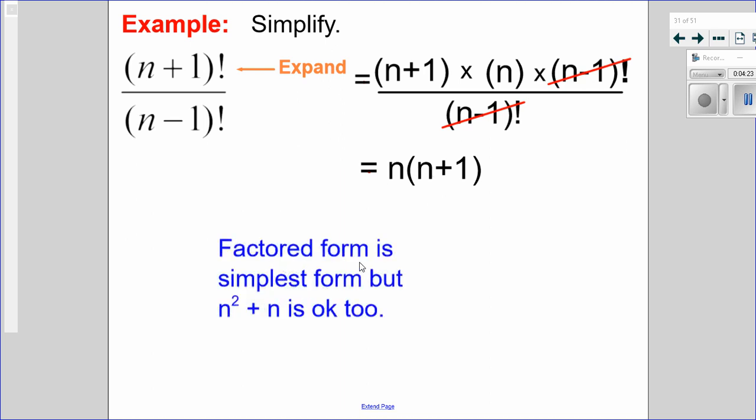My tip is you can leave it in factored form, n times n plus 1, or you can write n squared plus n. That's okay as well. But I would just leave it in factored form. There's no real value in distributing it, but just so you know, that answer is also okay.